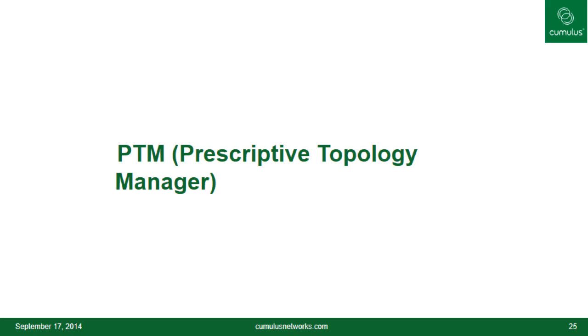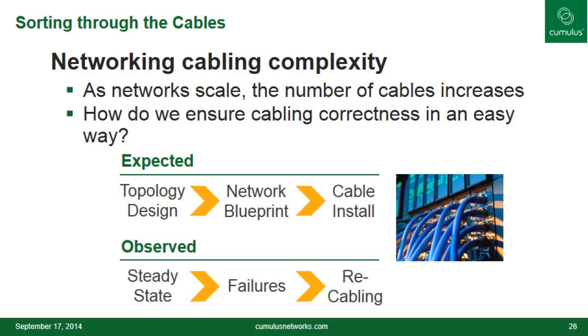With that said, I want to get into PTM, the Prescriptive Topology Manager. So what is PTM? One of the things that anybody who looks at a Clos understands is that Clos is extremely cable heavy. There are a lot of cables crisscrossing. To be truthful, if you're building such a large network, then you will deal with cables. That's just an occupational hazard. But when you have a large number of cables, it's very easy to make cabling errors. So one of the things we want to ensure is cabling correctness in a very simple way.